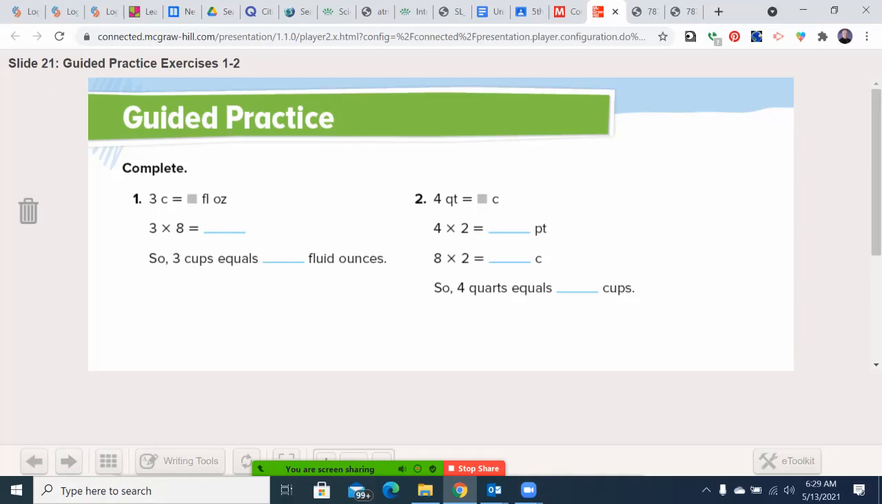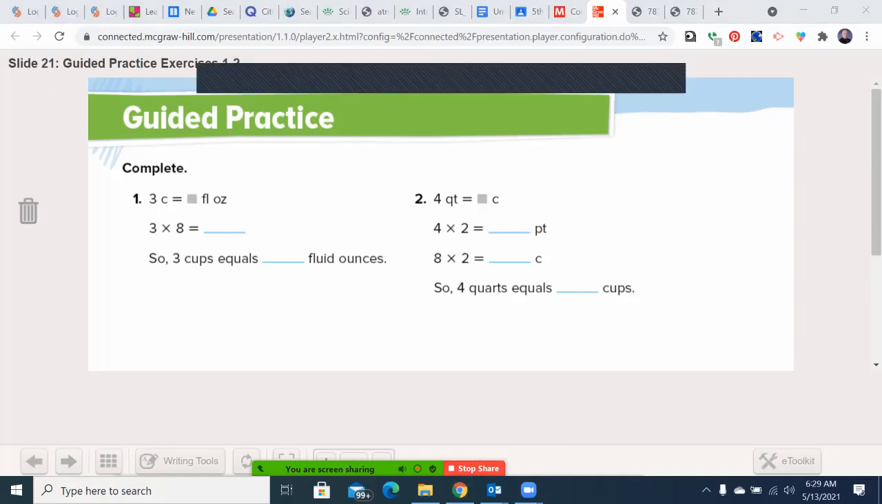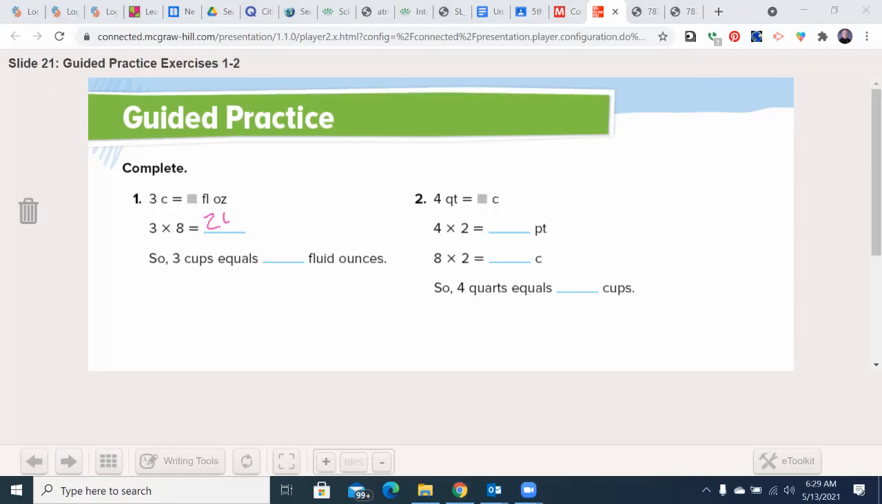3 cups is equal to how many fluid ounces? And a fluid ounce, if you remember the conversion, is 8. Get my annotation tool. 3 times 8 is 24. So 3 cups is 24 fluid ounces. And how many cups are in a quart? If you get stuck, look back. You can see a quart is 2 pints. And so it's going to be 4 cups.